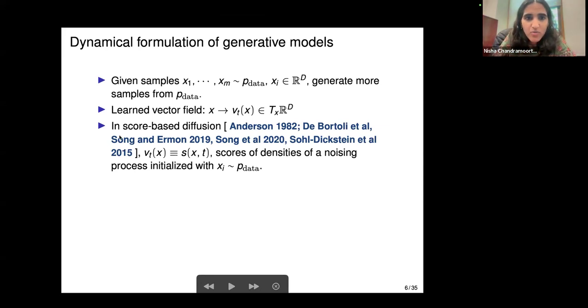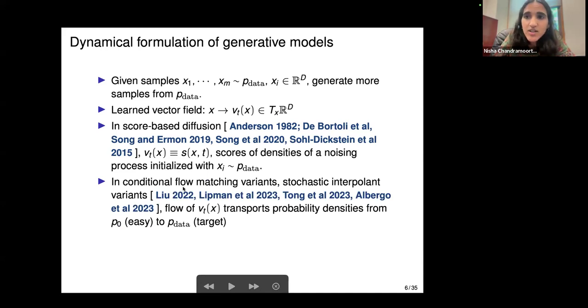More concretely, in a score-based diffusion model, this vector field is the score of a noising process. This is some forward process, typically an Ornstein-Uhlenbeck or OU process, which is initialized with the given samples from your target distribution. These scores are learned approximately with a neural network. In another set of generative models based on flow matching, these vector fields are learned based on a different kind of optimization problem. But nevertheless, the underlying idea is probability measure transport.